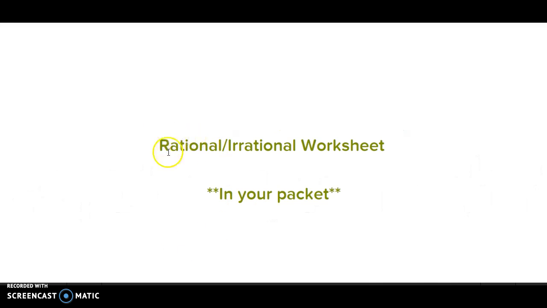Then next, you have a rational and irrational worksheet, part of your homework packet. All of your homework is due on Friday, test day. So make sure that you have all that done by Friday. This is your last homework assignment because your project is not due until next week, and we'll have a work day on Monday for that. So you can start your rational, irrational worksheet when you are done with the Pear Deck.